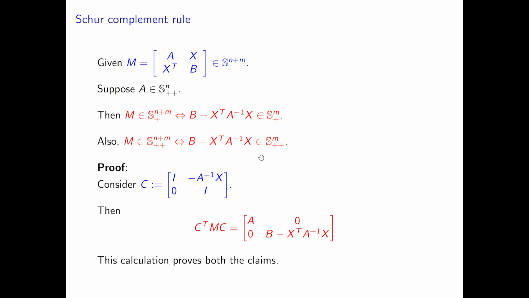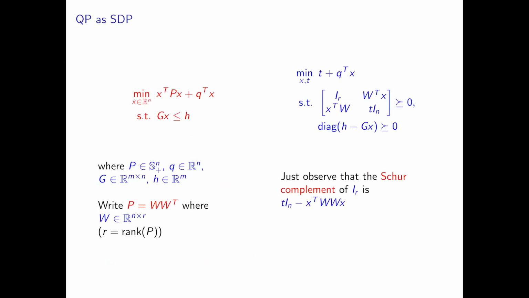This is the Schur complement rule due to somebody called Isaiah Schur, and there's a two-line proof which is here, but we won't go through it. So before taking our break, let me just walk through the next couple of things I want to say.